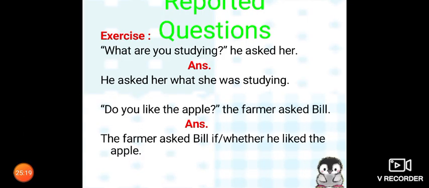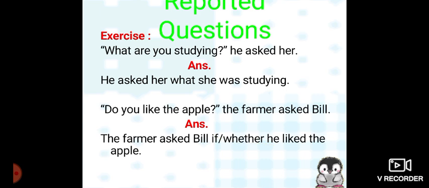Next one is reported commands. Command sentences are also called imperative sentences. First, we are going to see what is meant by an imperative sentence. Imperative sentences issue commands or requests, or they can express a desire or wish. They are punctuated with a simple period, that is a full stop. So only a full stop is used for imperative sentences.